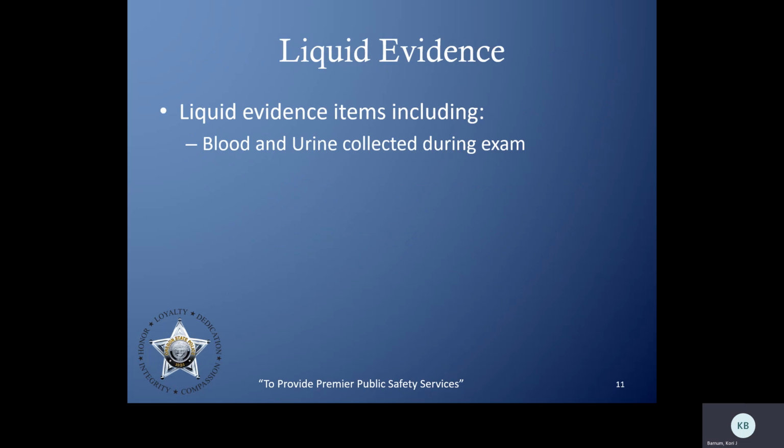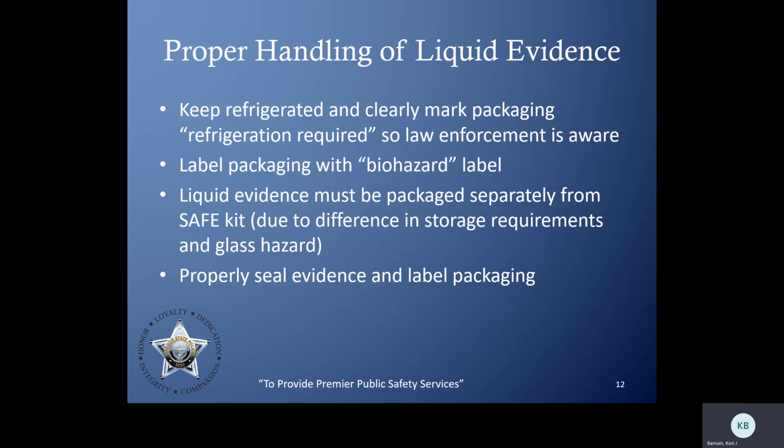Liquid evidence most commonly encountered during a SANE exam are blood alcohol and toxicology samples that are collected, so blood and urine. Proper handling of liquid evidence entails keeping it refrigerated and clearly marking the packaging "refrigeration required" so law enforcement is aware. Label the packaging with a biohazard label for your safety and anyone else's who is going to be handling that packaging. Please note that liquid evidence must be packaged separately from the SAFE kit due to differences in storage requirements and the potential glass hazard if you collected blood vials. Properly seal the evidence and label it as you would with other packaging: patient's name, what was collected.